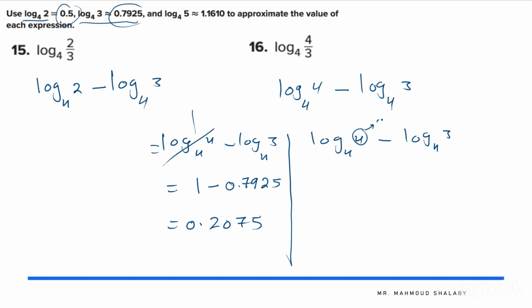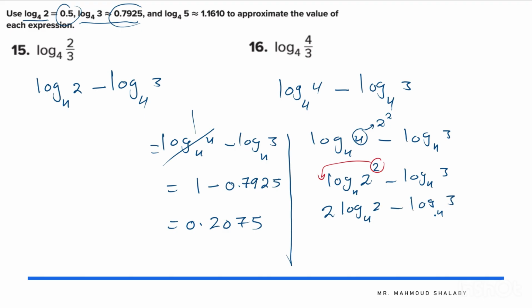Type. On the other side here, log 4 to the base 4, I will look at this 4, which could be rewritten as 2 to the power of 2. So I will rewrite it as log 2 to the power of 2 to the base 4 minus log 3 to the base 4. Remember the property of the exponent: I will bring this to the outside, so I will rewrite it as 2 log 2 to the base 4 minus log 3 to the base 4.